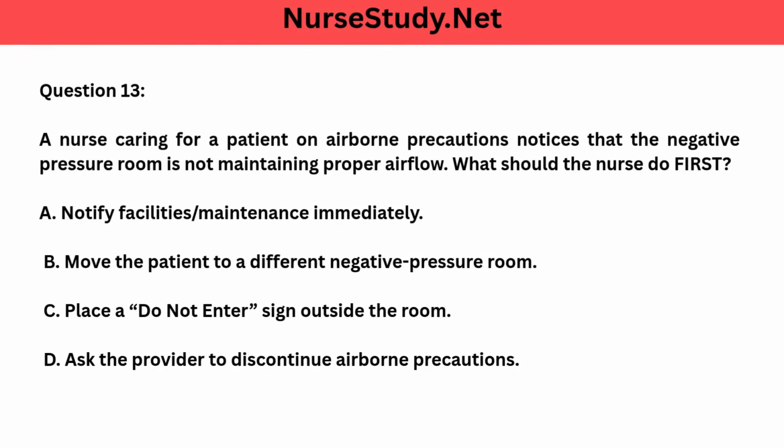Question 13. A nurse caring for a patient on airborne precautions notices that the negative pressure room is not maintaining proper airflow. What should the nurse do first? A. Notify facilities/maintenance immediately. B. Move the patient to a different negative pressure room. C. Place a "Do not enter" sign outside the room. D. Ask the provider to discontinue airborne precautions.